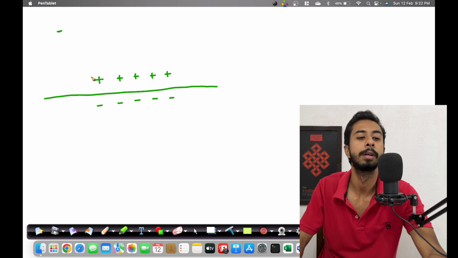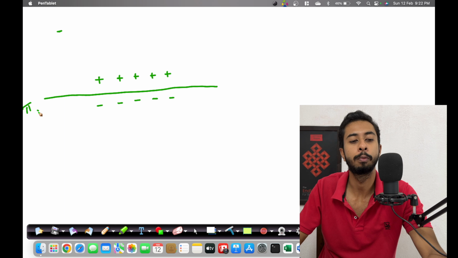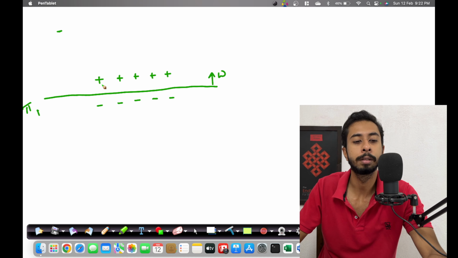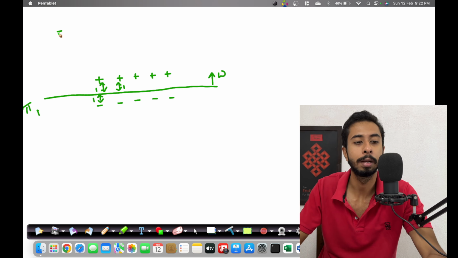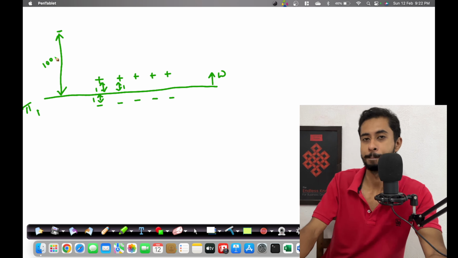which separates the points. Let's say this plane is pi 1, for example, and the normal is W. The distance of these points from the plane is 1 unit, all of these points, and from the negative points also we have 1 unit. And let's say this particular point is at a distance of 100 from the plane.